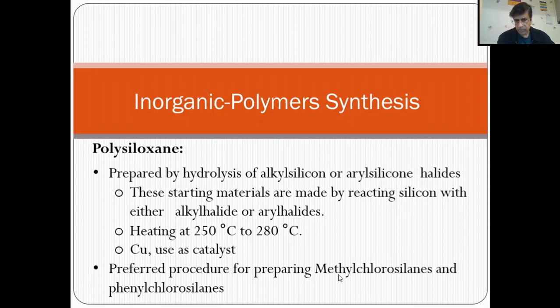When we say methyl chlorosilane or phenyl chlorosilane, what does it mean? So remember the structure of the repeating unit formula of the polysiloxane. So in polysiloxane, methyl chlorosilane and phenyl chlorosilane means, look here, this is alkyl silicon halide or aryl silicon halide. So when we say methyl chlorosilane, it means our alkyl group is the methyl group, and when we say phenyl chlorosilane, it means our aryl group is the phenyl group, and the halide is chlorine. Okay, Cl, chloride ion. So that's the way. When you see the equation, you will understand it better.